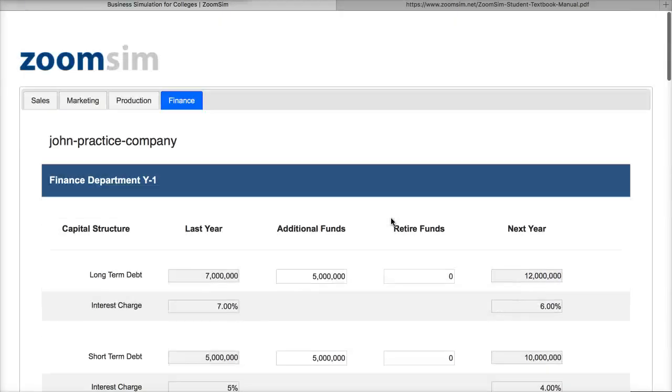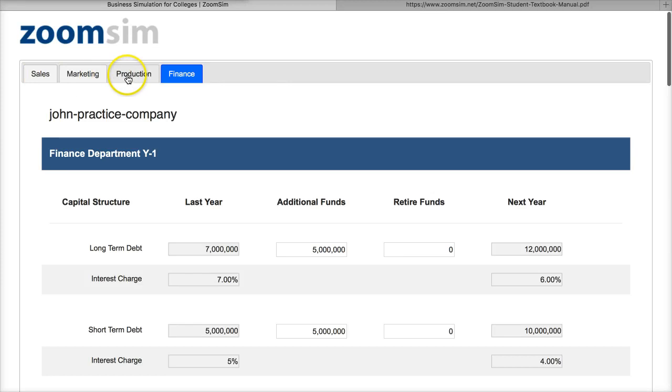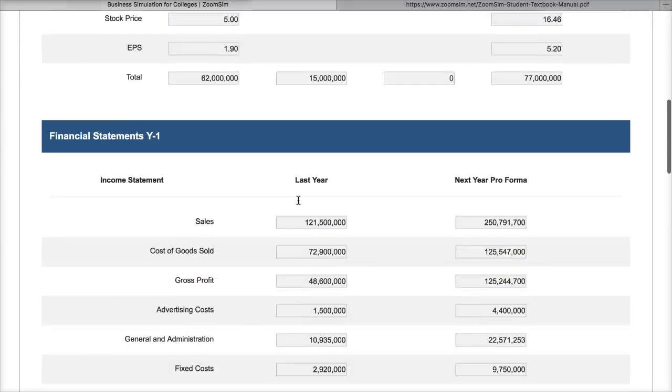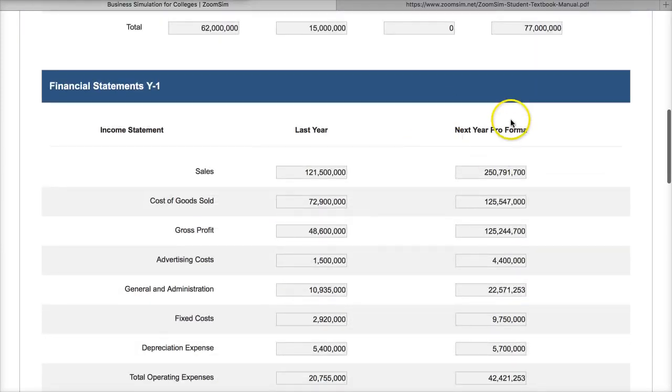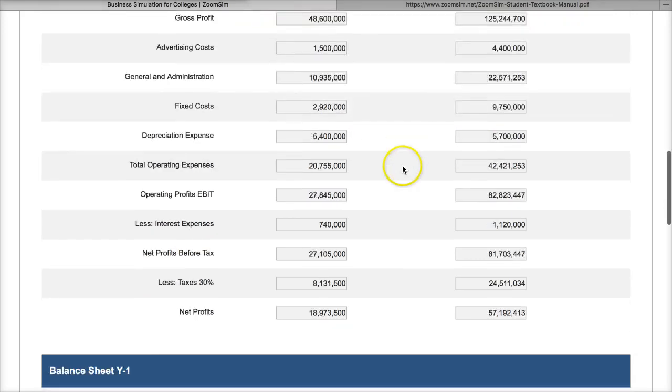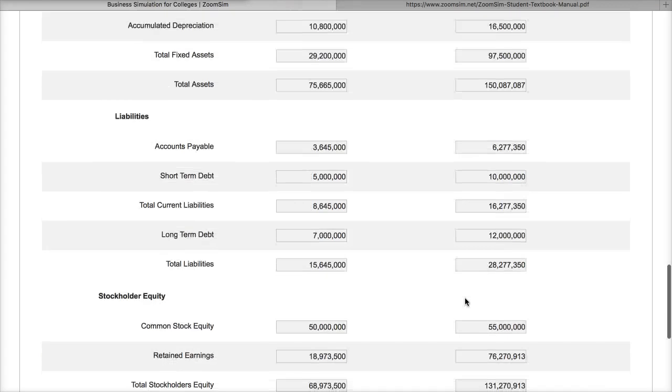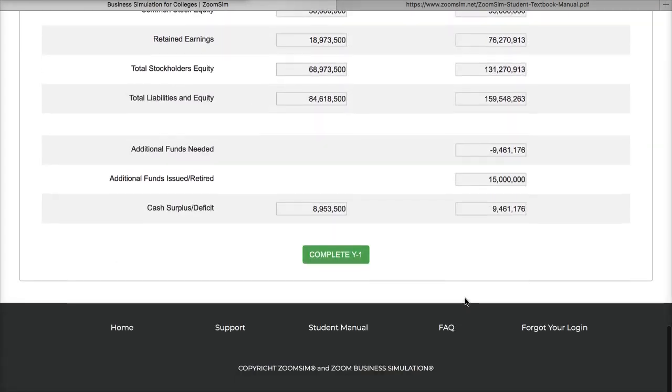Okay, so I've completed sales, marketing, production, and finance. And what it does here is it gives me a pro forma, which is a guess of what next year's financial statements will be. And I see that my sales are increasing, right? My profits are increasing, and I have a surplus.